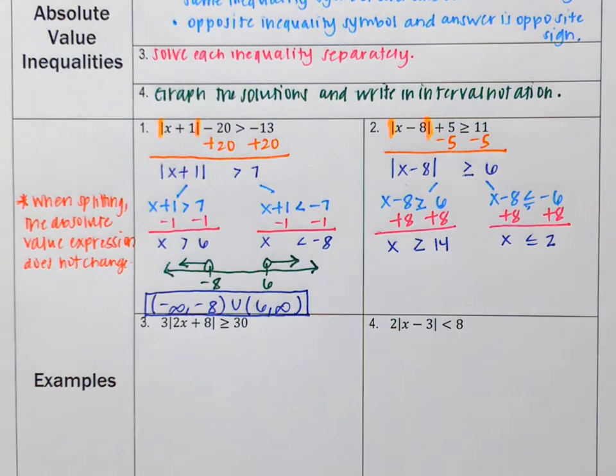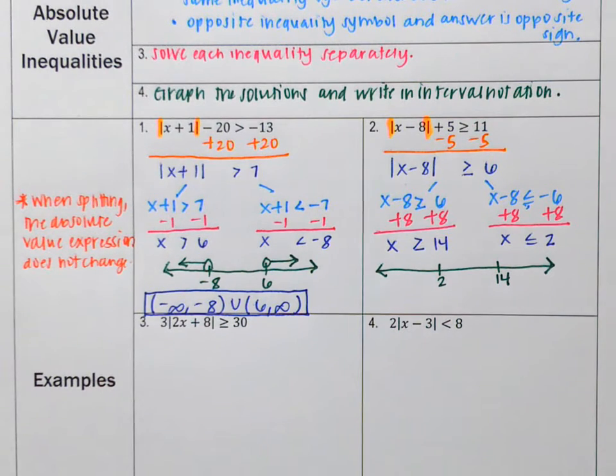And so I get x is greater than or equal to 14 and x is less than or equal to 2. So now that we've solved our inequalities, now what I want you guys to do is graph the solutions. So just start by graphing those on your own. So graph those 2 on the same number line.